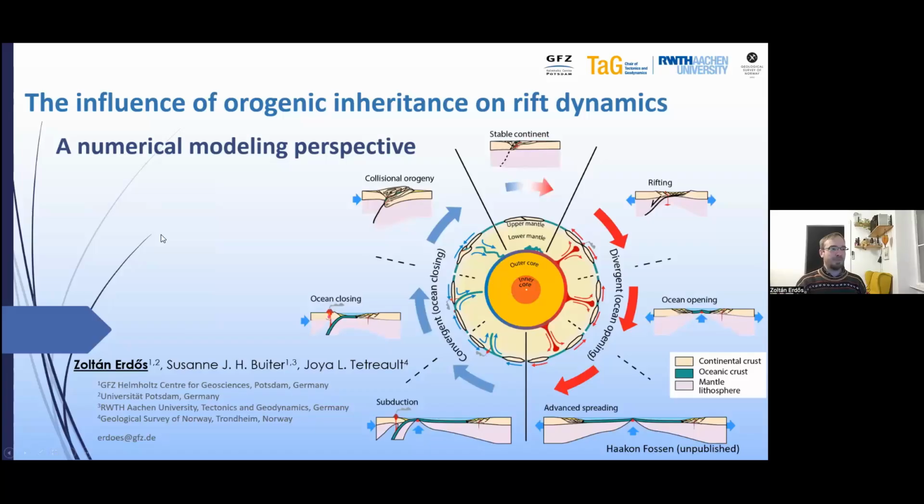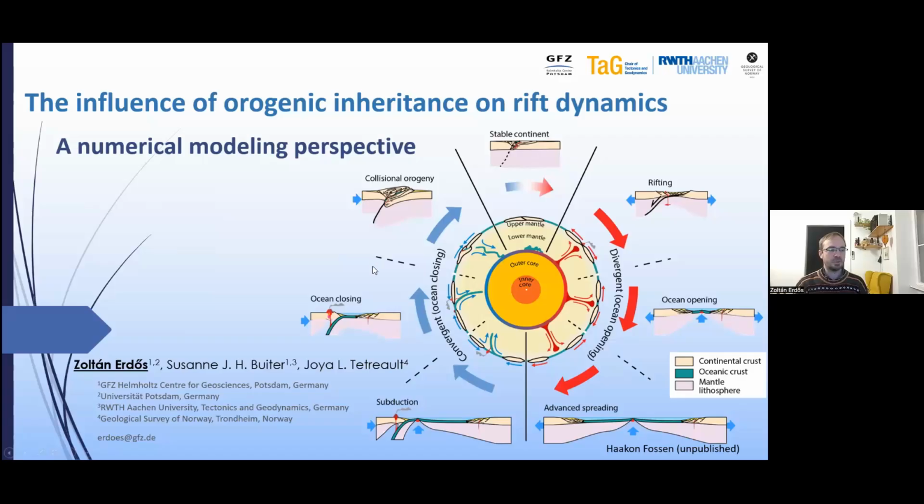It's going to be a bread-and-butter style of presentation, just going through the paper and the gist of it. But it's from a project where we were looking at the entire Wilson cycle and trying to understand how orogenic inheritance from the get-go influences rifting. What's the physics behind it, and what are the roles of the different types of inheritance that come with it?